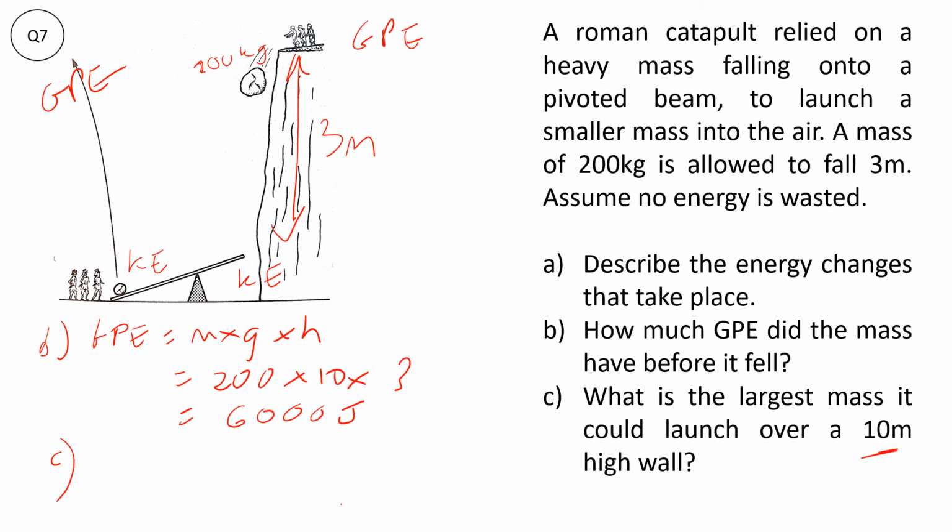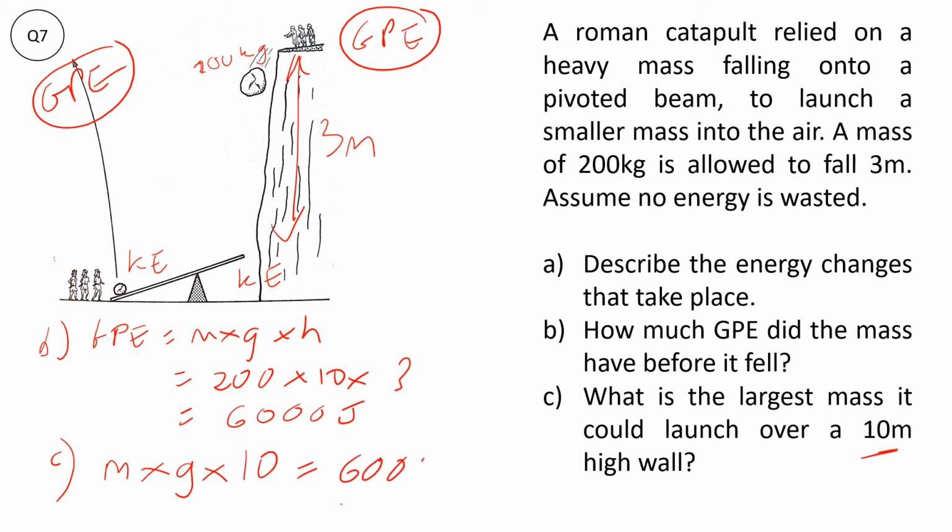Okay, so we're going to have GPE up here equals the GPE here because no energy is lost. So we're going to work out some mystery mass, m times g times the height, which is 10, equals 6,000. Now, of course, g itself is 10, so that's m times 100 equals 6,000.